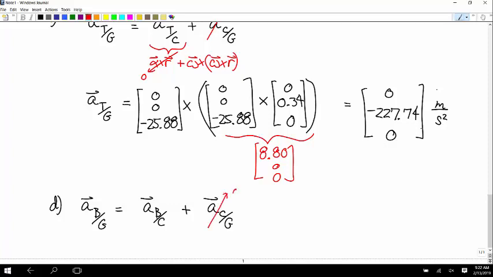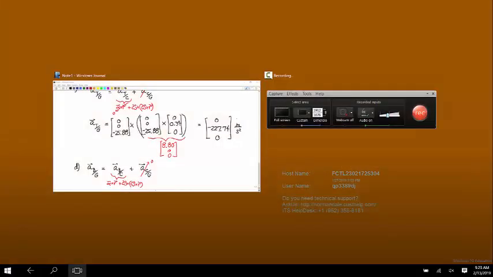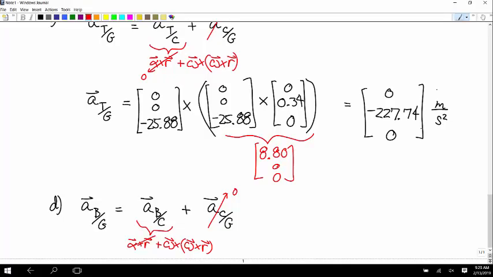Again, this is 0. This is circular motion. And this part is going to go away. So again, all we're left with is centripetal acceleration. So what do you think the answer is going to be here at the bottom of the wheel? It's just going to be positive because a vector from the bottom to the center is just in the positive y direction. And so this is just going to be 0, 227.740.